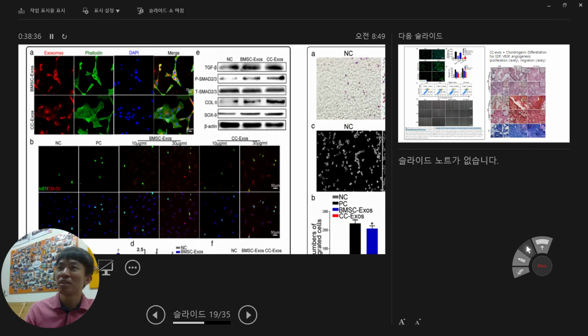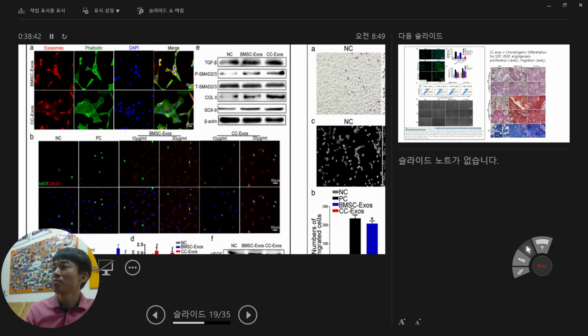Because in chondrocyte cells the collagen level is always higher. This means higher collagen 2, because the chondrocyte cells have collagen there. Right, this is the reason, because bone marrow cells have less. Yeah, right, you're right.